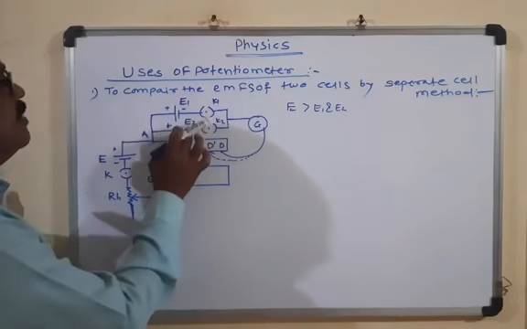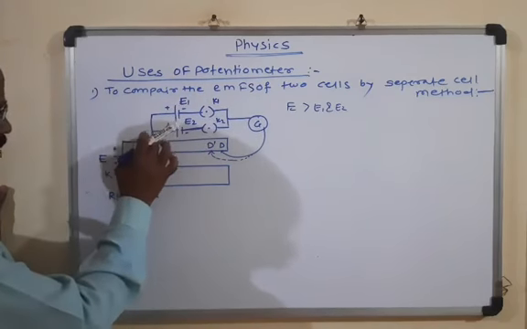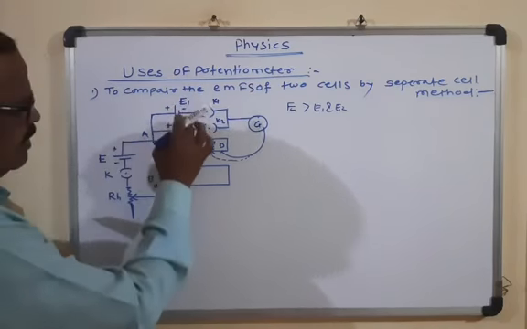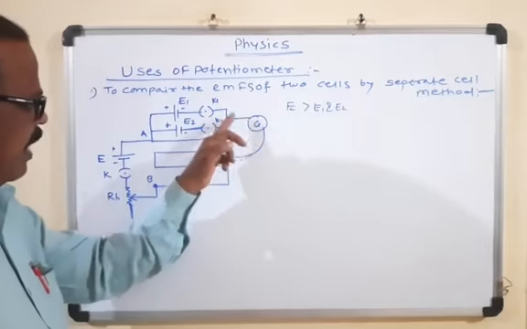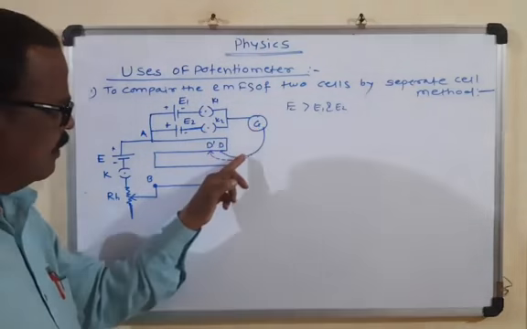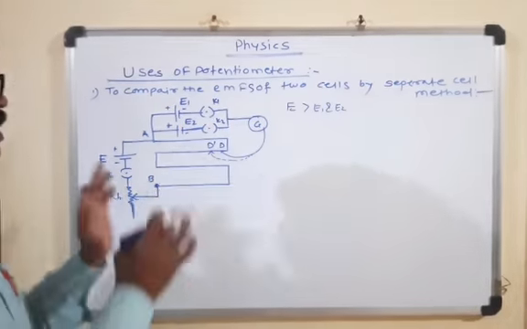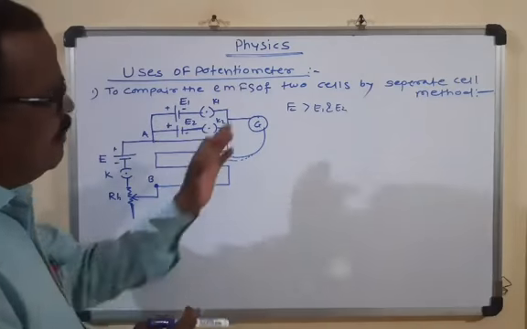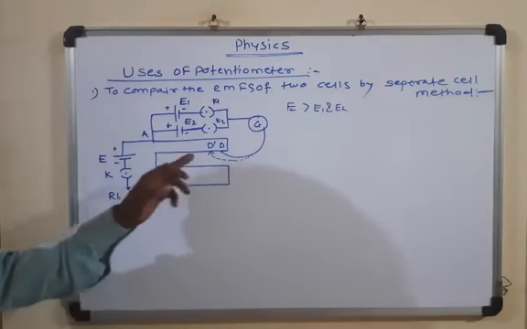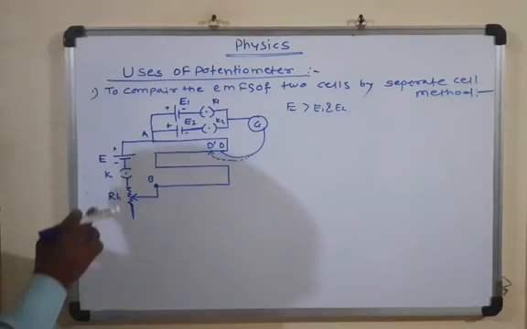The positive terminals of cells E1 and E2 are connected to the point A. The negative terminals of the cells are connected to the two-way key and the sliding jockey through the galvanometer. Now we have to explain the procedure for the comparison of the electromotive forces of two cells.